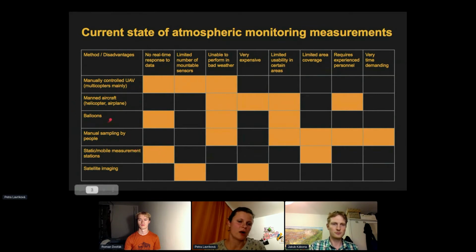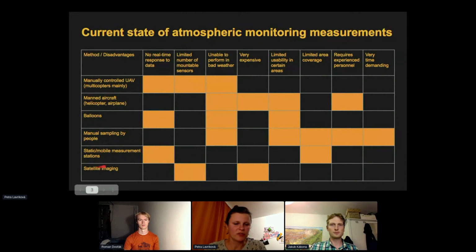Then there are balloon measurements, which provide us with some kind of vertical atmospheric profiles. They have the disadvantage of being unable to perform in bad weather. And of course, there is also no real-time response to data. It is caused by the fact that they are not controlled, so you cannot change the direction and measure the areas which seem interesting to you according to previously measured data.